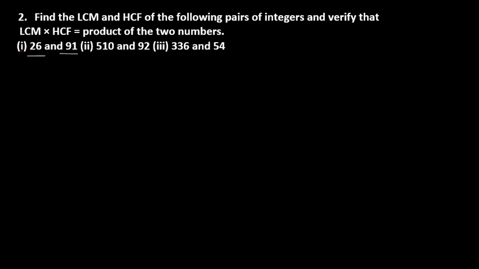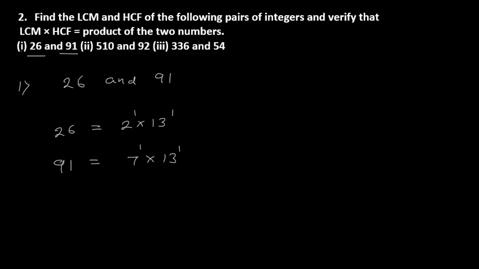So the first problem is 26 and 91. So let us write the prime factors of 26, which is 2 into 13, 2 power 1 into 13 power 1, and write the prime factors of 91. So 91 is 13 7s are 91, 7 into 13. So 7 power 1 and 13 power 1.